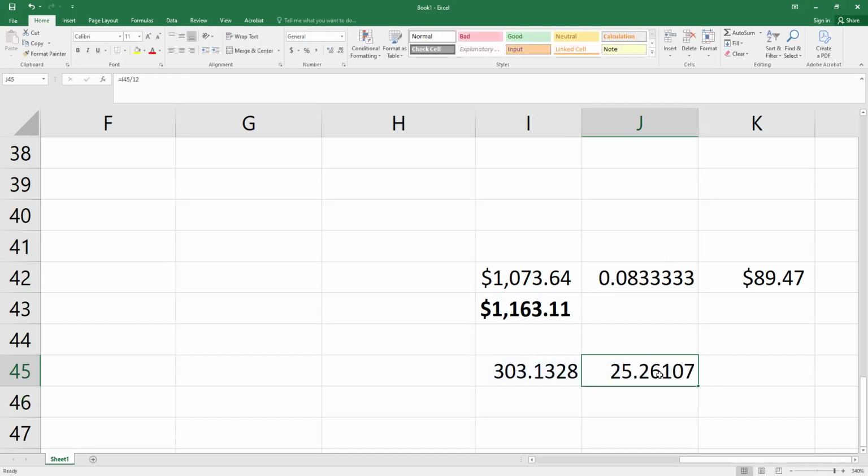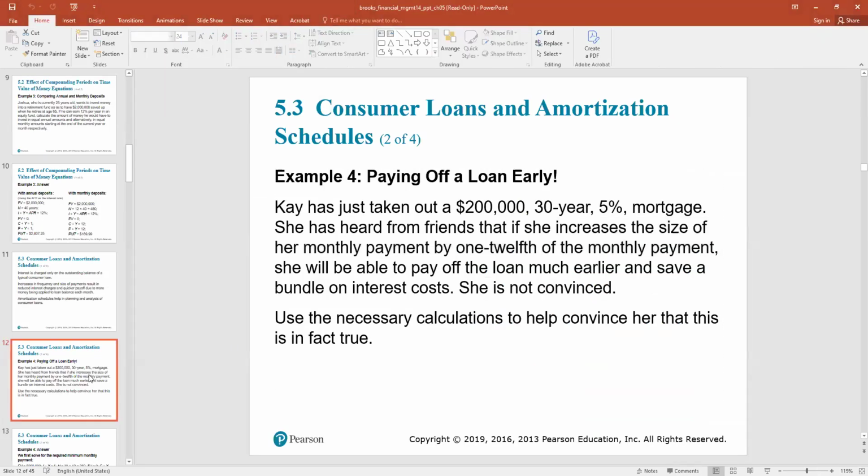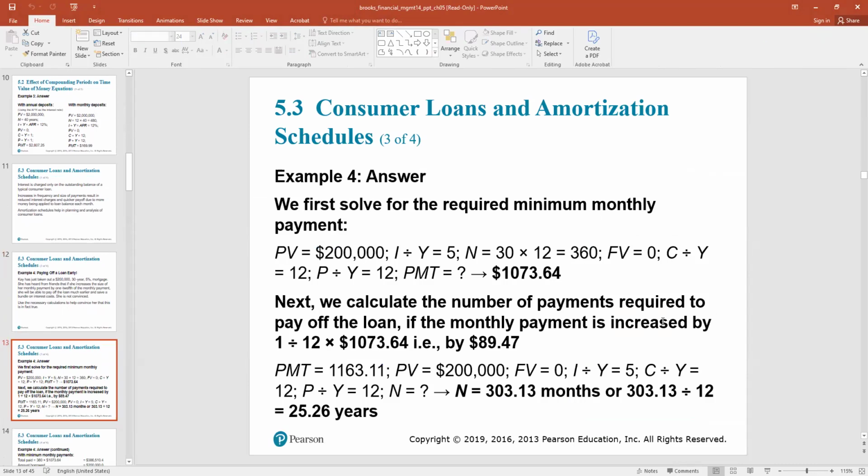So in total, she will be paying her debt in 25 years. So if she increases her monthly payment by 1/12, her number of periods will be reduced from 30 years to 25 years. So increasing the size of the payments is good. You can show this calculation to her and she will be kind of convinced. Okay. Any questions?